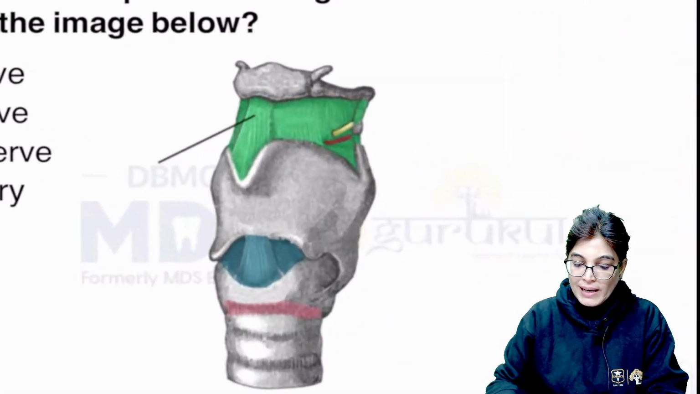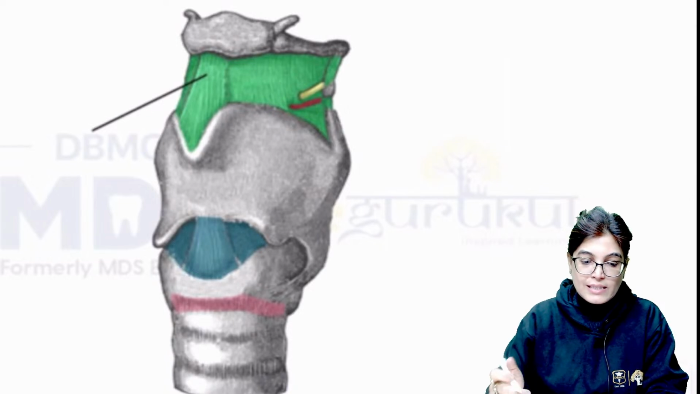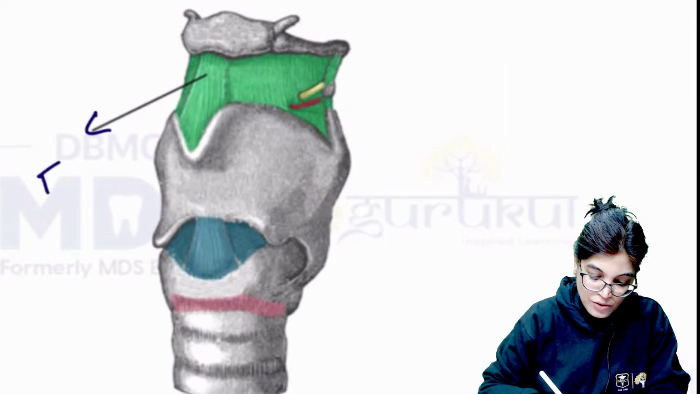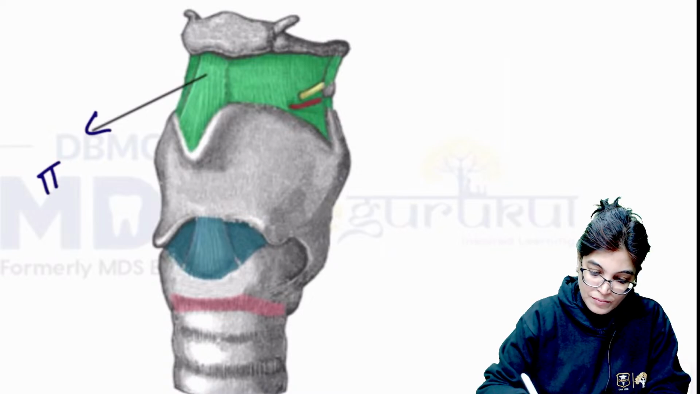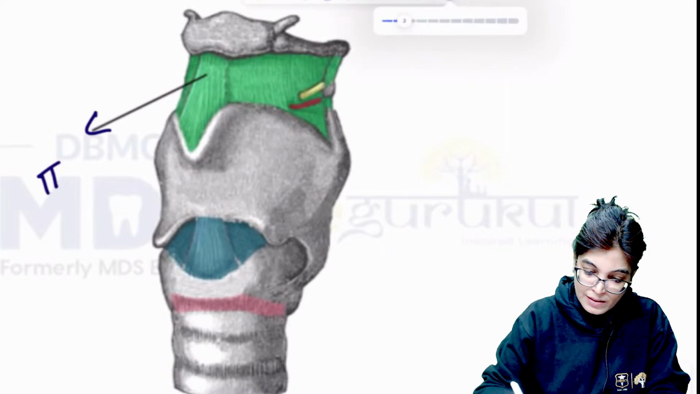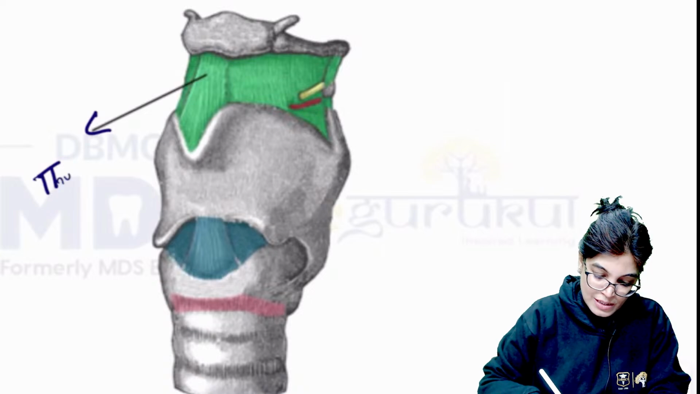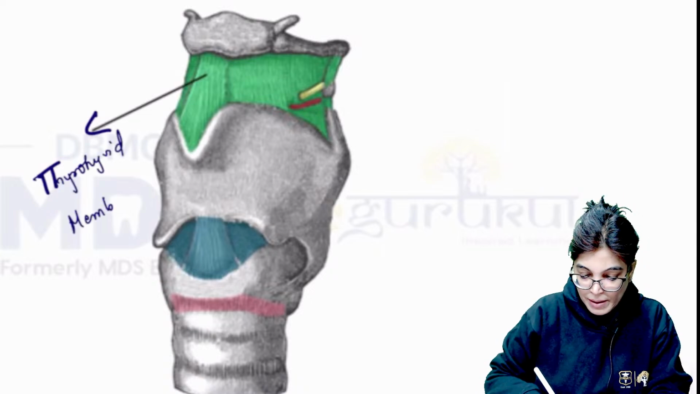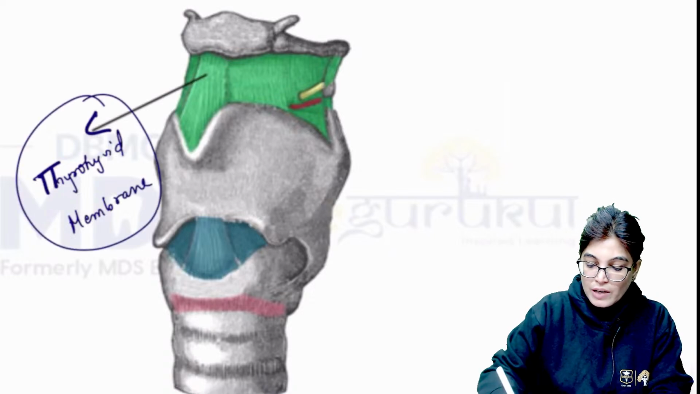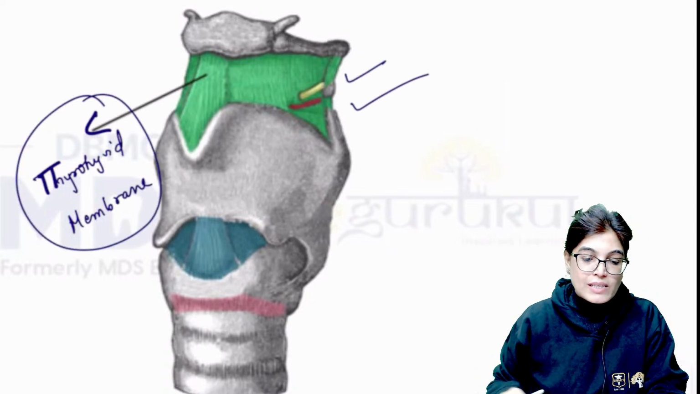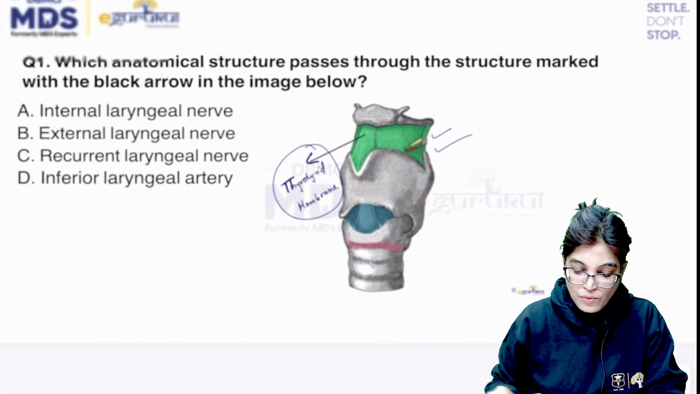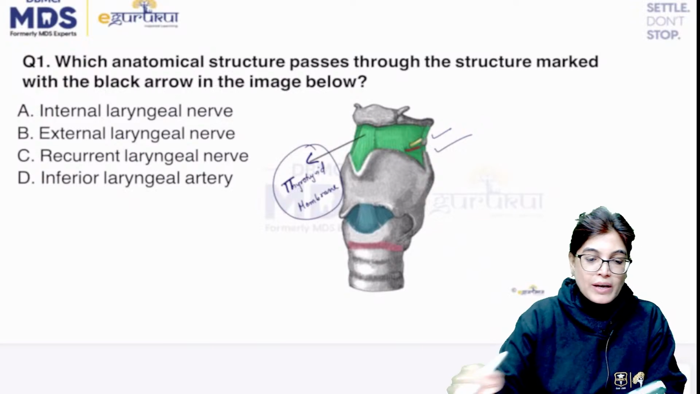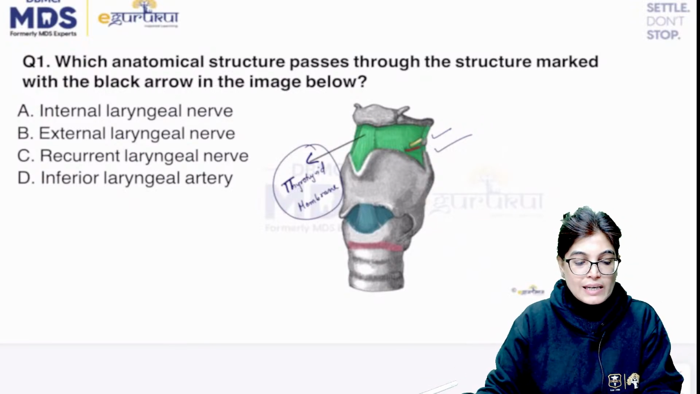If I enlarge this image, you can see this green color structure, which is the thyroid membrane. We have to know the nerve and the vessel which are piercing it. This was a previous year question and I want you to mark the right answer.